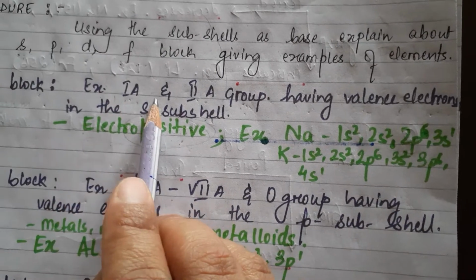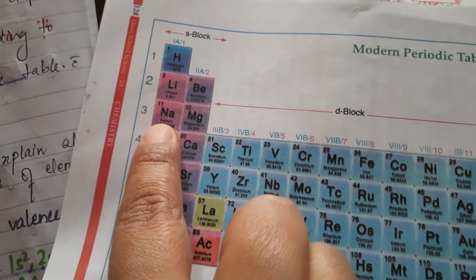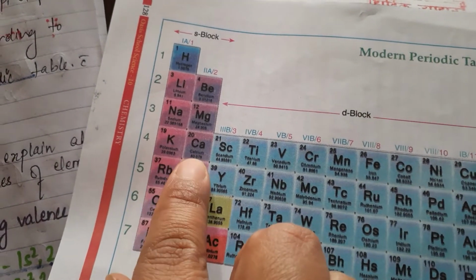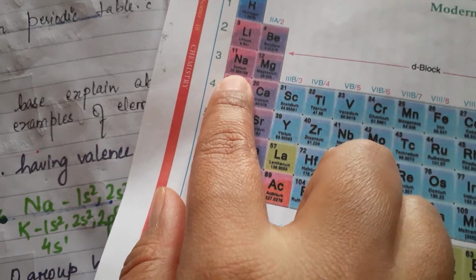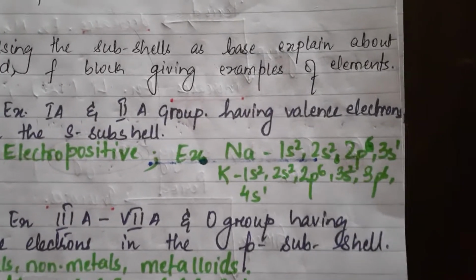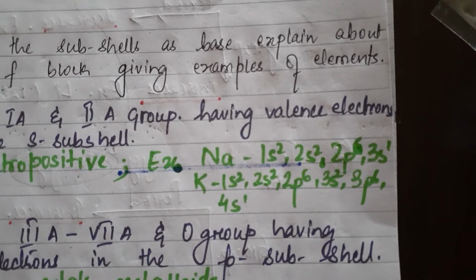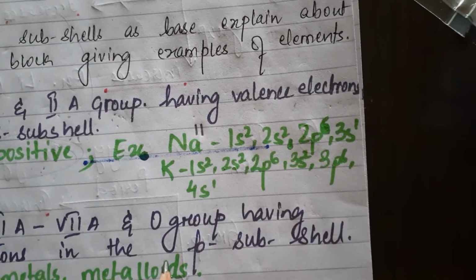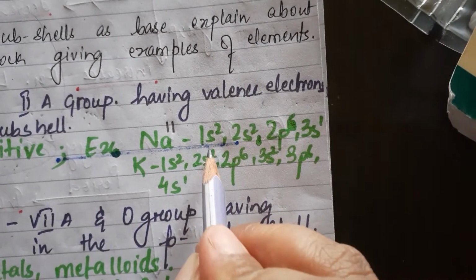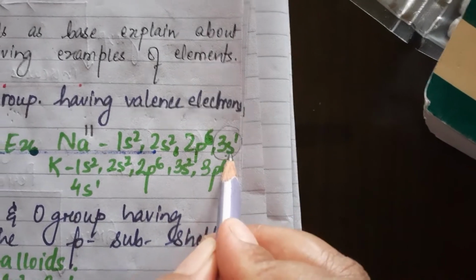Example of elements in S block. Let us look again at the example of elements. See here: hydrogen, lithium, beryllium, sodium, magnesium, potassium and calcium. Let us take till calcium only. Okay, so out of this I will take the example of sodium. For better understanding, sodium has 11 electrons. When we arrange these electrons in the subshells, it becomes 1s2, 2s2, 2p6, 3s1. So look at the valence electron. It is there in the S subshell. So this element comes under the S block.